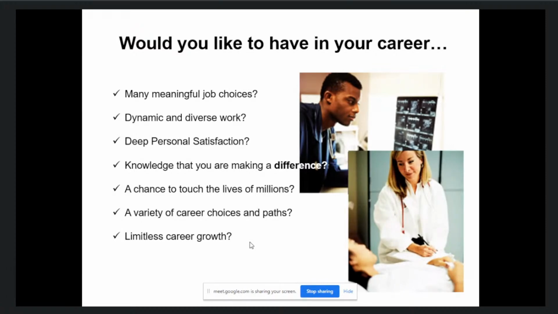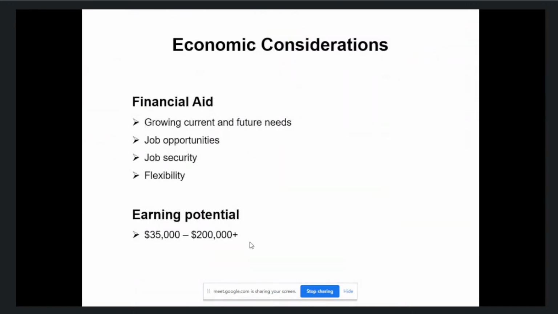So there is limitless growth in this field, and you just need the skills and a few basic requirements for each job or career path whichever you are choosing. So we will definitely discuss that.